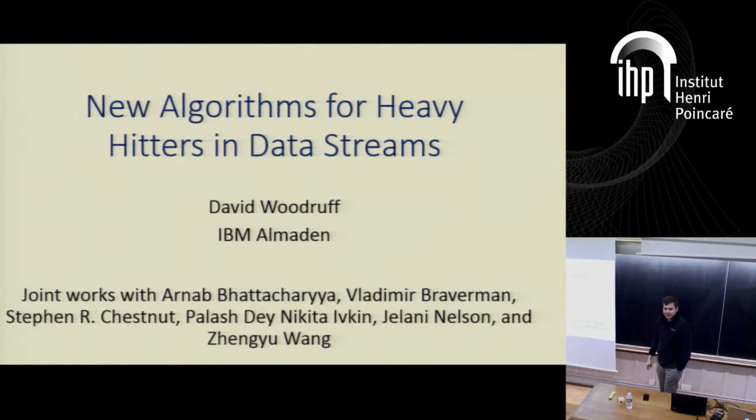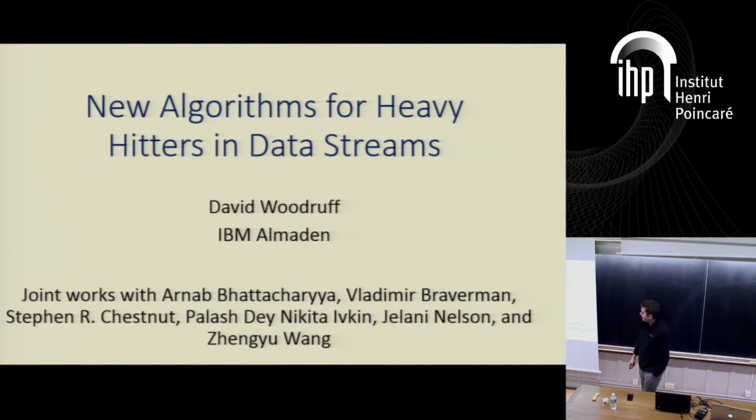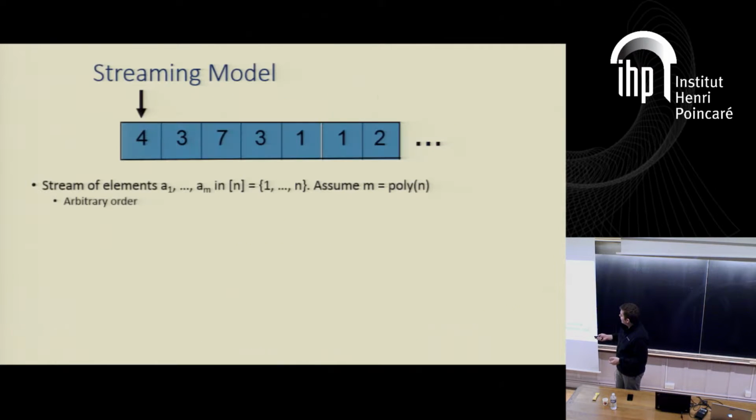The title of the talk is New Algorithms for Heavy Hitters in Data Streams. This is based on several recent joint works with Arnab Bhattacharya, Vova Braverman, Steve Chestnut, Palash Dey, Nikita Ivkin, Jelani Nelson, and Jungyu Wang. We're going to talk about a fundamental problem in data streams called finding heavy hitters or frequent items. And we're going to give more space-efficient algorithms for this problem.